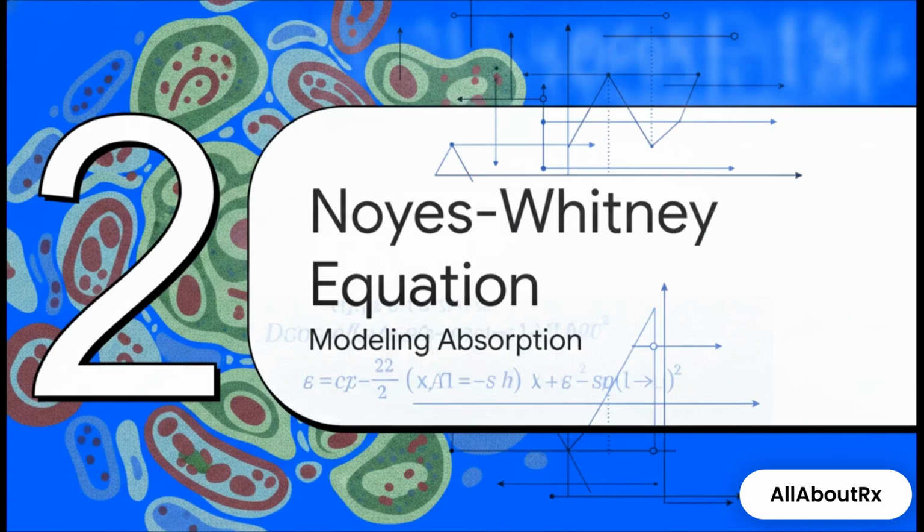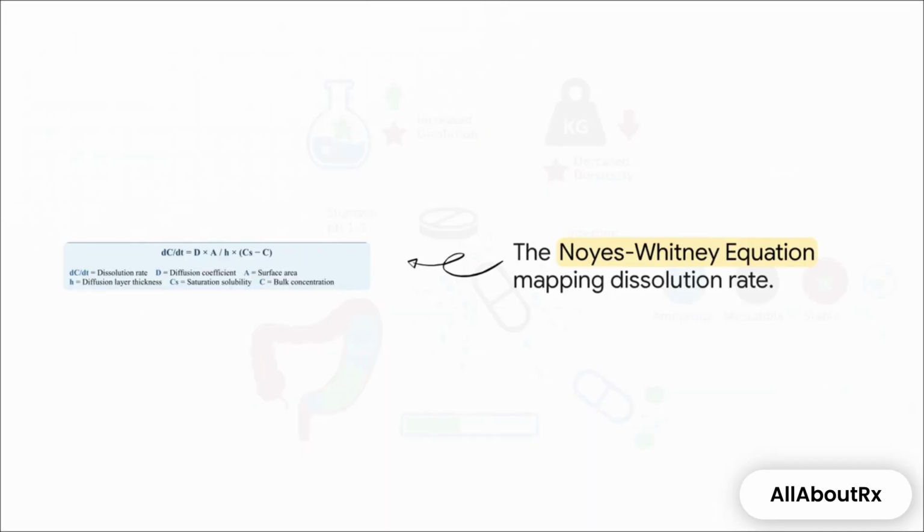Section 2, the Noyes-Whitney Equation and modeling absorption. Let's talk about the Noyes-Whitney Equation. This is the absolute master formula for dissolution. Let's break down the variables real quick. The term dC over dt, that's your actual dissolution rate. D is the diffusion coefficient, which is how easily molecules move through the solvent. A is the surface area of the drug particle. H is the diffusion layer thickness, that boundary we just talked about. And Cs minus C is your concentration gradient.